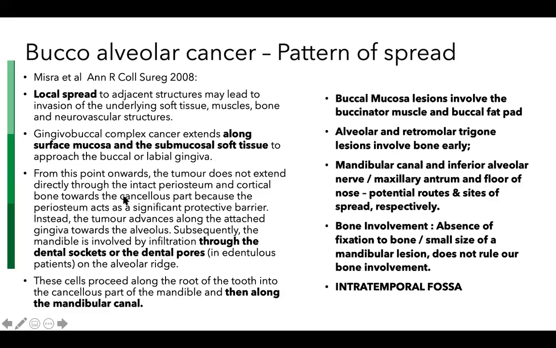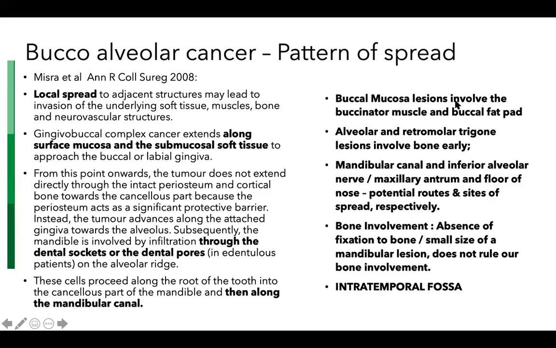Besides that, what is important to note is that the periosteum forms a barrier, and so these tumors do not go directly into the cancellous bone, but in fact go through the dental sockets and the dental pores, and I'll come to that slightly later. And once they've involved the mandible, then they can travel along the mandibular canal. So they can travel in the cancellous part of the bone and along the mandibular canal, to distances in the mandibular canal, which is the basis of the various procedures, the segmental mandibulectomy, the hemimandibulectomy, which actually incorporate this fact that the tumor can travel through the cancellous part of the bone and through the mandibular canal.